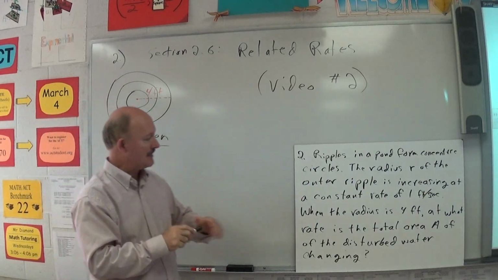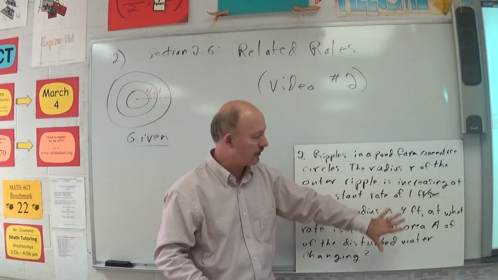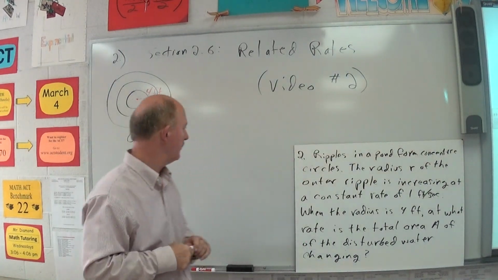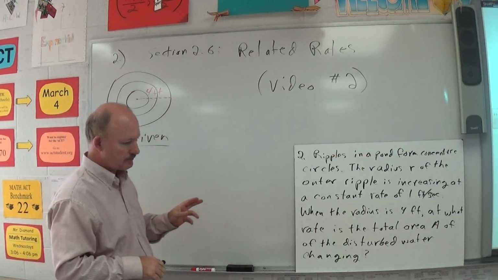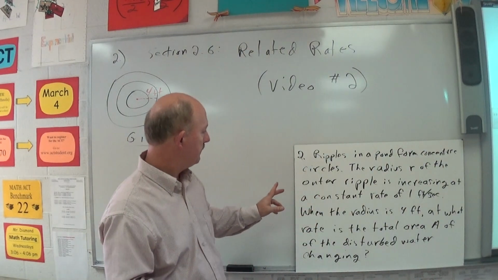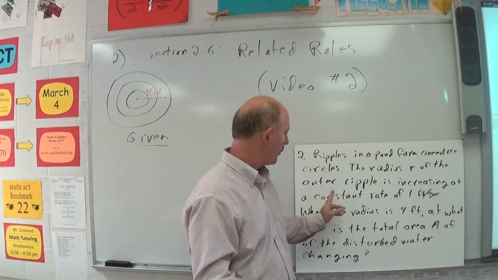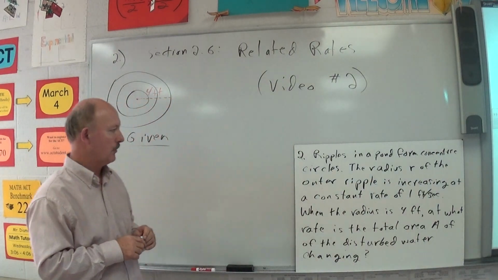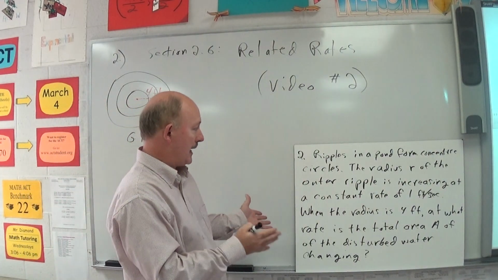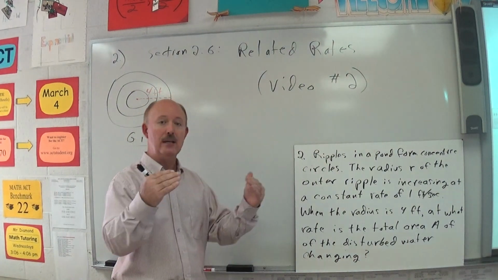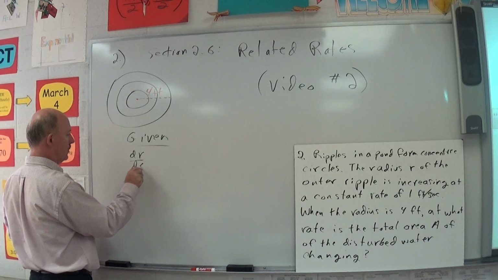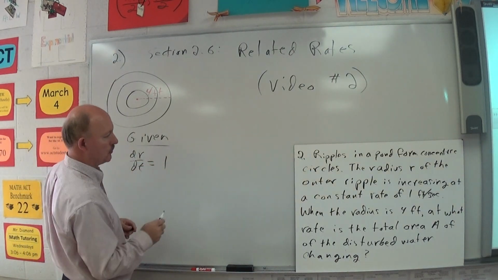Now, in just a moment, I'll be taking this problem down and setting it aside. So if you need to write it down, you want to go ahead and write it down now. Let's see what all we're given. This problem says that the radius r of the outer ripple is increasing at a constant rate of 1 foot per second. So the radius r is increasing. That's the rate of change of the radius over time. So we'll say dr over dt is equal to 1. This is 1 foot per second.